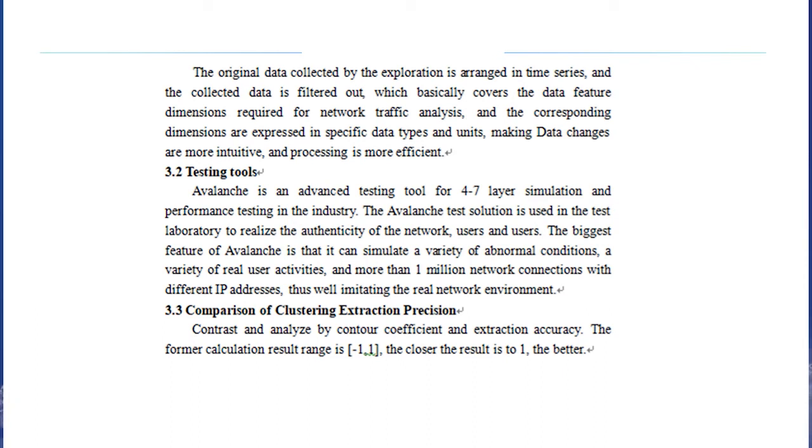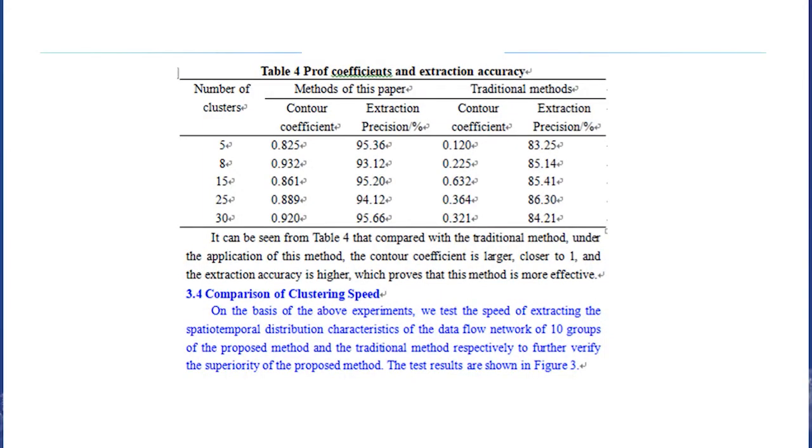Comparison of clustering extraction precision. Compare and analyze by silhouette coefficient and extraction accuracy. The former's calculation result range is [-1, 1]. The closer the result is to 1, the better. It can be seen from Table 4 that compared with the traditional method, under the application of this method, the silhouette coefficient is larger, closer to 1, and the extraction accuracy is higher, which proves that this method is more effective. Comparison of clustering speed.